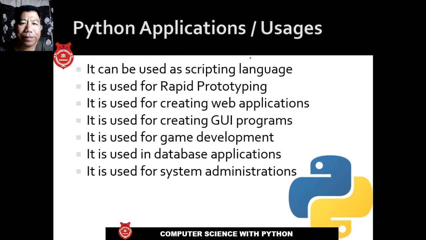And Python has many applications. It is a scripting language, and it is used for rapid prototyping, for quickly developing any software, and it can be used for creating websites and GUI programs. GUI means graphical user interface, where you can click the software. There will be buttons, text boxes, radio buttons; all those are known as GUI programs. So Python can also be used for that. And it is used for game development also.